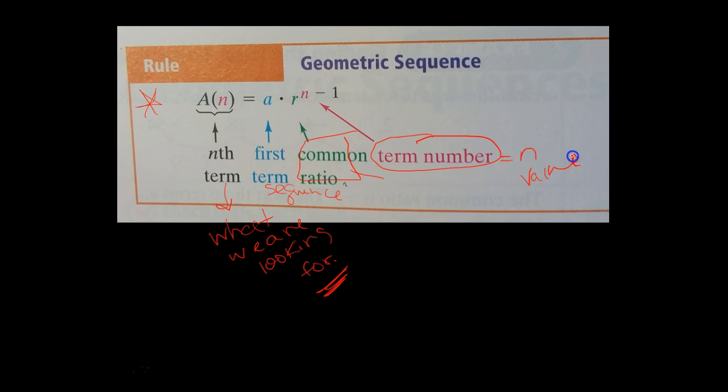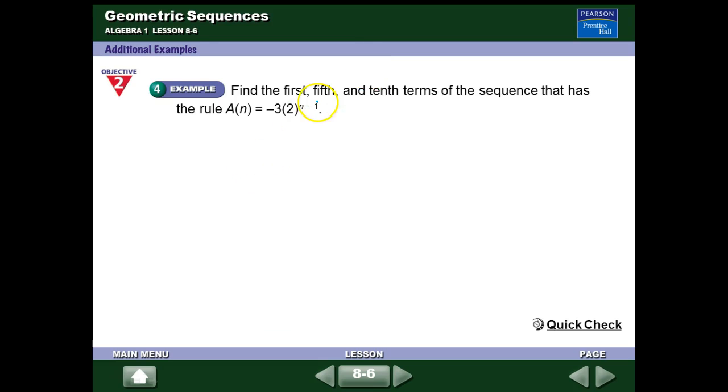So let's jump into it. We're going to use this a times r to the n minus 1 power in solving our next equations. So I'm going to write up here, even though we already know it, a sub n equals a times r to the n minus 1. So they have graciously given you the equation already. And all you're looking to do here is to find the first, 5th, and 10th term of the sequence. What the first term, the 5th term, and the 10th term are in this sequence.